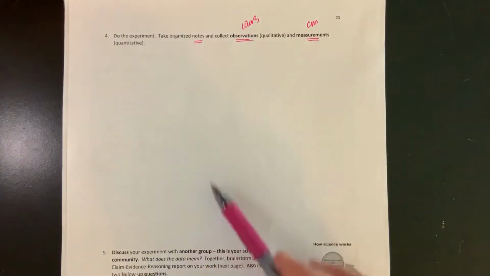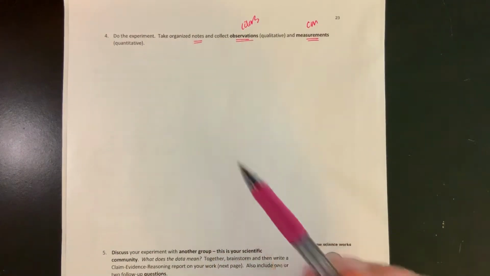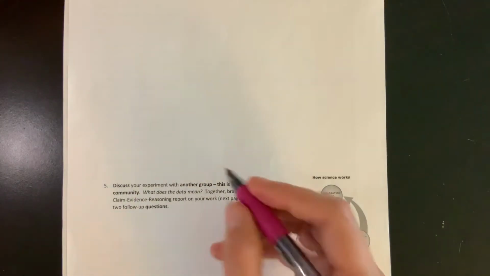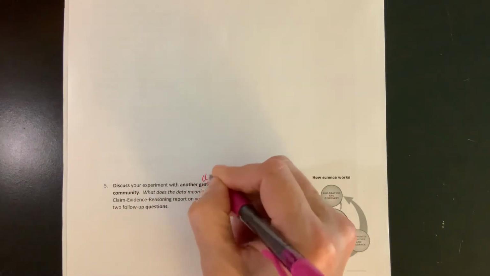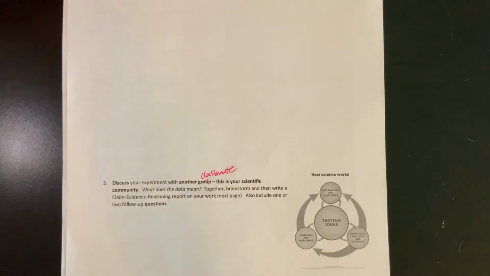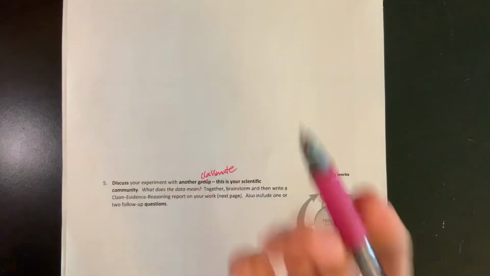So that could be tables or bullet points, drawings again. You're going to discuss this experiment with another group, okay? So this is going to be with a classmate. This can be before or after class. Give each other a call, do it simultaneously on Zoom.